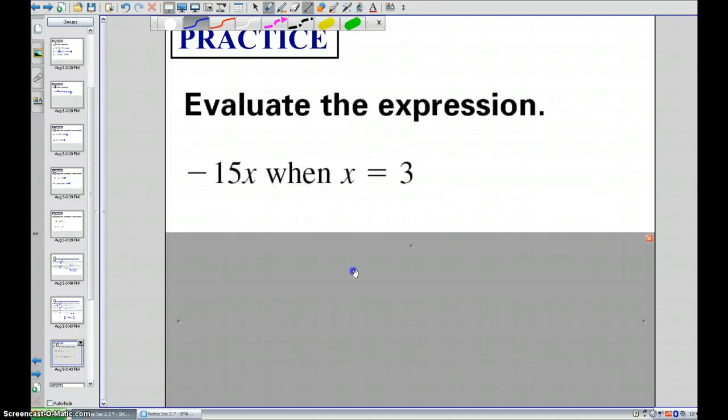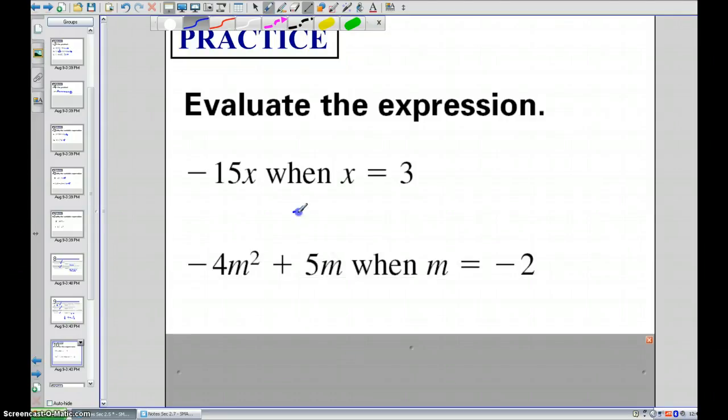So looking at a couple of practice problems here, evaluate the expression. Kind of plug in some things in here. So we have negative 15 times 3. Well, just input that value. So now we have all of those different types of properties at our disposal. Negative 15 times 3. Well, that's just going to be negative 45.